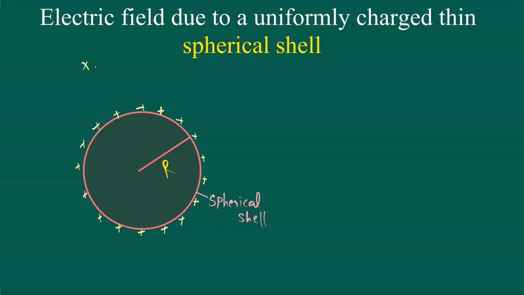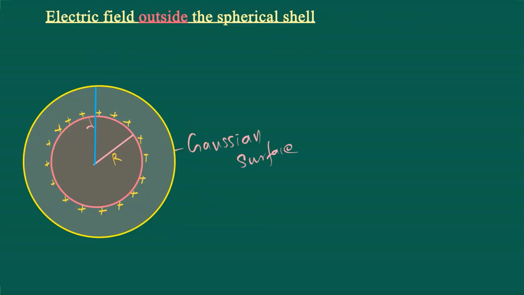First, we want to calculate the electric field outside the shell. Second, on the shell. Then third, inside the spherical shell. So these are the 3 points we want to discuss today. First, the electric field outside.